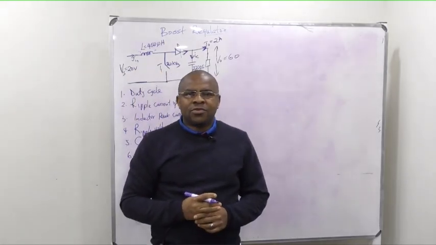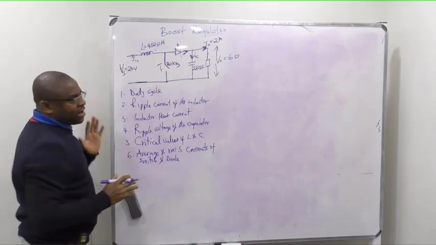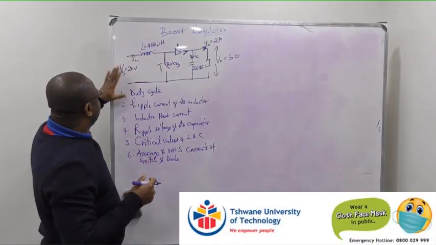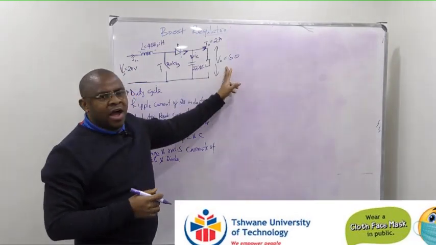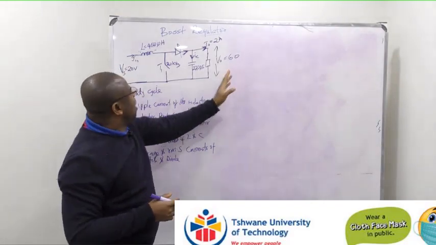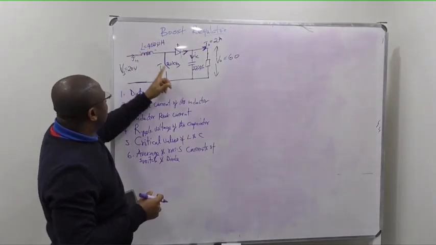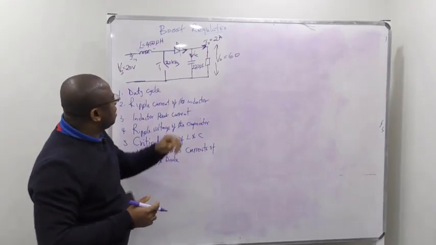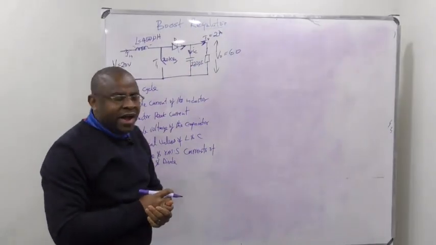Okay, so welcome back. Now, let's assume that you are given a problem like this. This is a boost regulator with input voltage 20 volts, and you need to boost it to an output voltage of 60 volts. And these are the parameters: the inductor is 450 microhenry, the switching frequency of the switch is 20 kilohertz, and the capacitor is 220 microfarad.